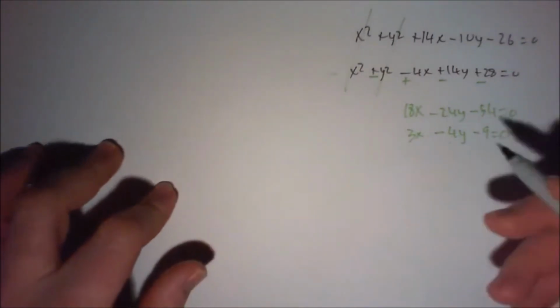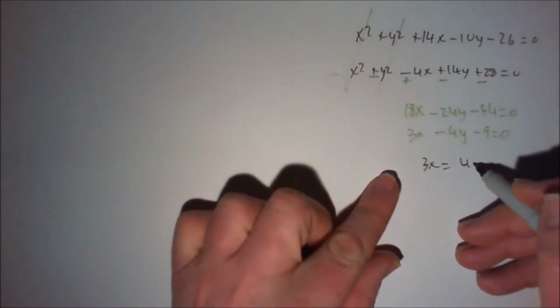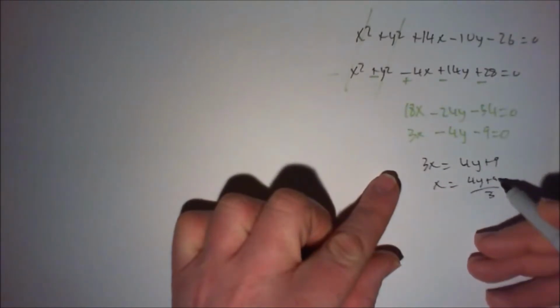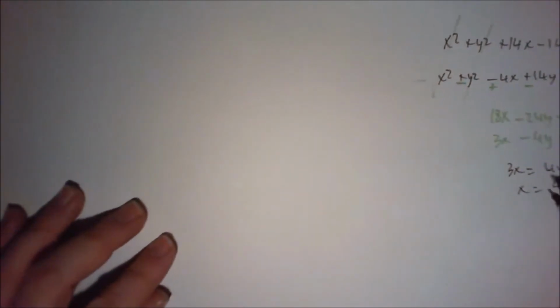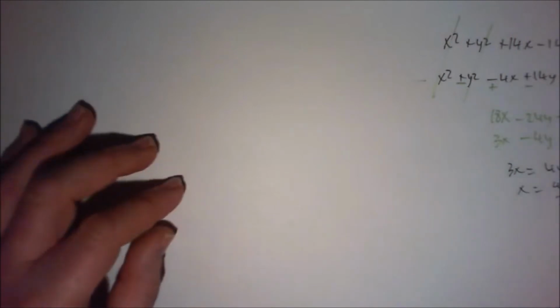Okay, so if you remember from before, we'll generate the easiest one possible. 3x is equal to 4y plus 9. x is equal to (4y plus 9) over 3. Okay, that's what's going in. Right, let's get it in then. You can pick either of the two circles to substitute it into. It literally will not make a difference which one you substitute it into, if that makes sense to you. I'm going to go into the top one.